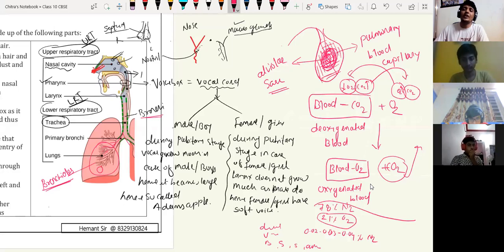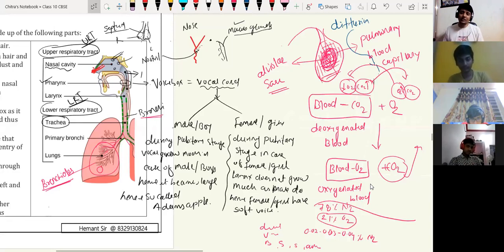This process is called diffusion. Due to the diffusion process, carbon dioxide gets removed and oxygen gets mixed into the blood in the alveolar sac. Okay, beta, this is the process of how oxygen is absorbed and carbon dioxide is released.